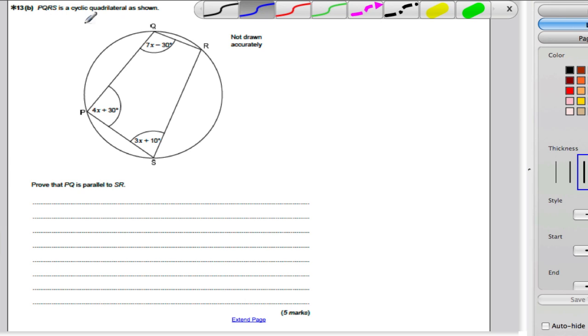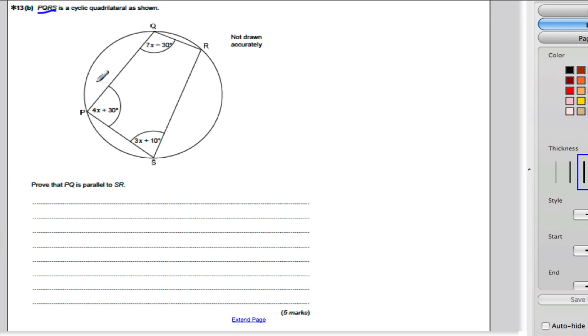Question 13b, PQRS is a cyclic quadrilateral. That means it's got 4 sides and each of the corners are on the circumference of a circle. Prove that PQ is parallel to SR. We want to prove that PQ is parallel to SR, even though they currently don't look like that at the moment. So to do this, just follow your nose, do something obvious.